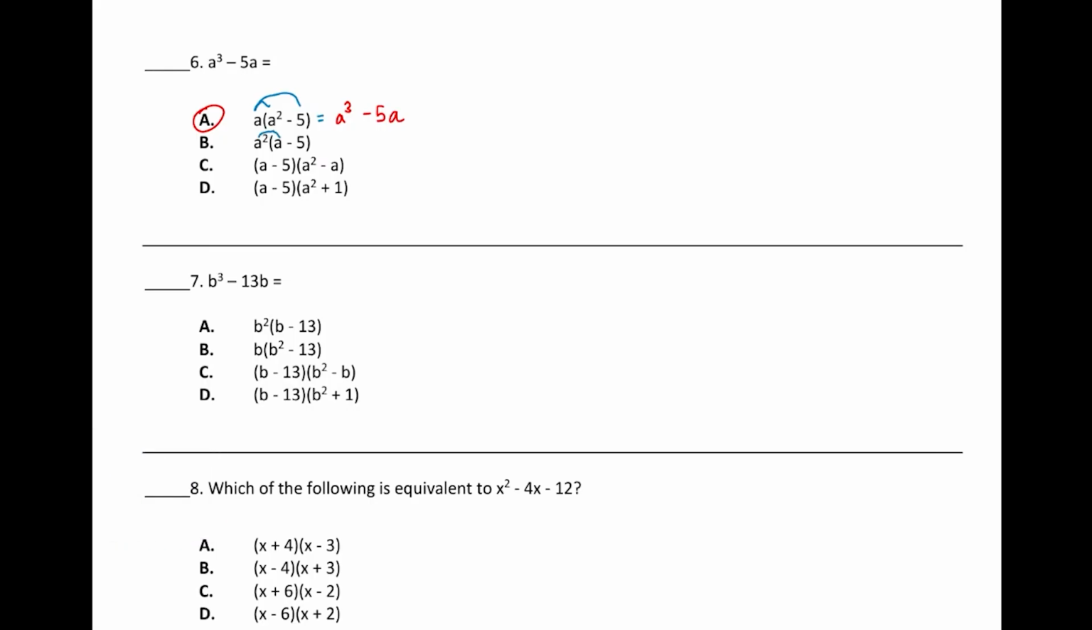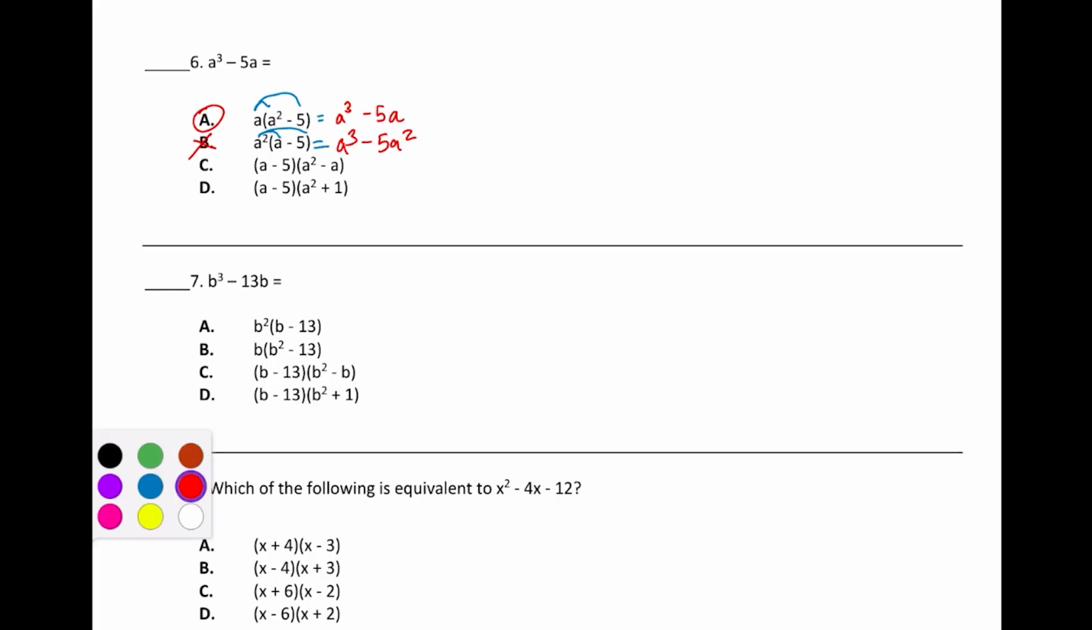A squared times A would be A cubed. And then A squared times negative 5 is going to be minus 5A squared. So that is not going to be correct. Well, that A squared shouldn't be there.